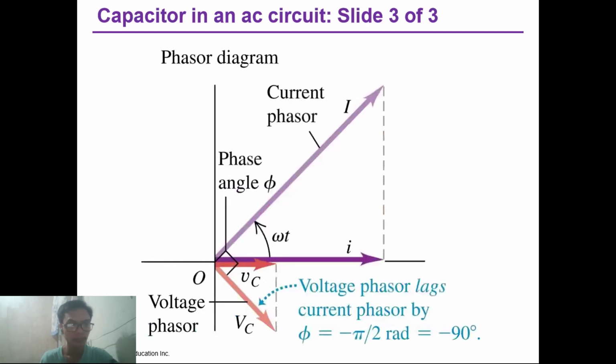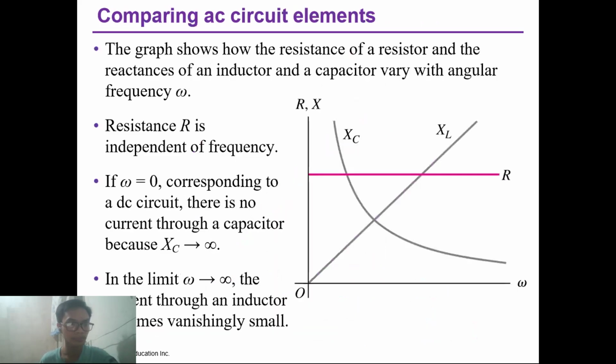We have here a phasor diagram for a capacitor in an AC circuit in which the voltage phasor lags the current phasor by negative pi over 2 rad, equal to negative 90 degrees. This describes that the average power in a pure capacitor is 0 and energy is stored in the electric field and returned to the source. We can brainstorm, why does a capacitor not consume net energy?